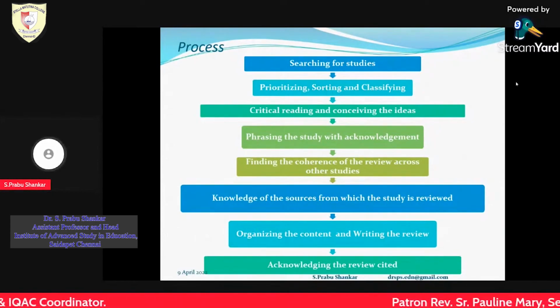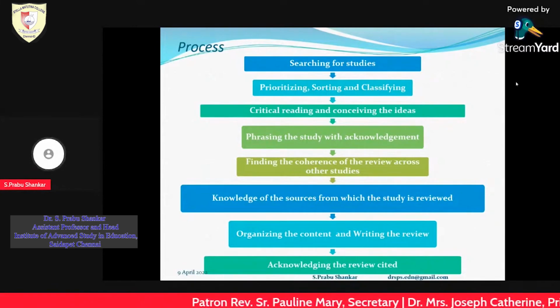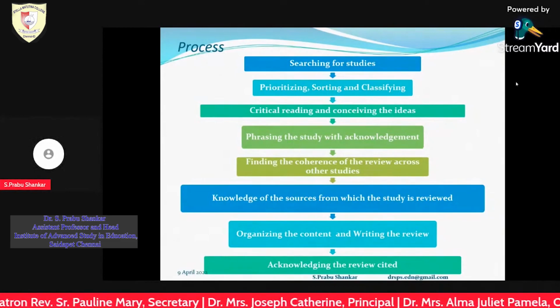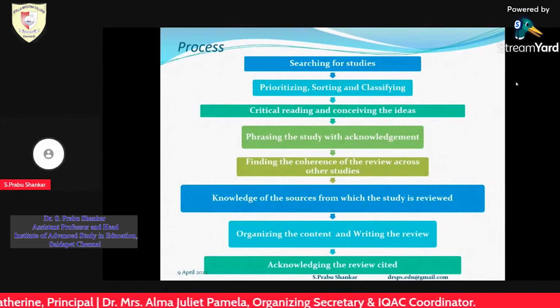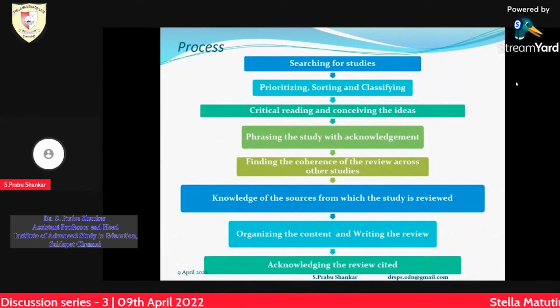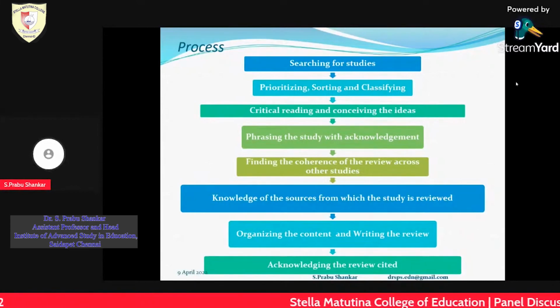Okay, so finding the coherence of reviews across other studies, and knowledge of the sources from which the study is reviewed. This is very much important. If you are taking any of the reviews from books, then you have to know, because in the bibliography, in the present day context, there are a lot of websites, a lot of journal references from the websites presented in the bibliography.